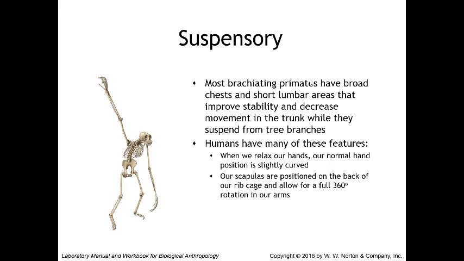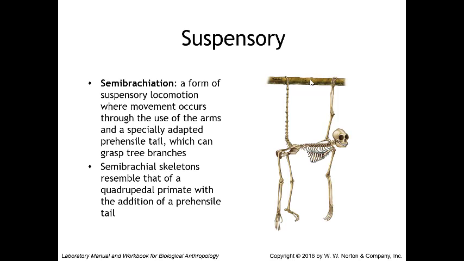All apes have adaptations for brachiation, because the last common ancestor of all apes was probably a brachiator. Today, the only apes that regularly practice brachiation are the gibbons and the siamangs, which are our lesser apes, and true brachiation is not seen in any of the non-ape primates. What we see, though, is semi-brachiation.